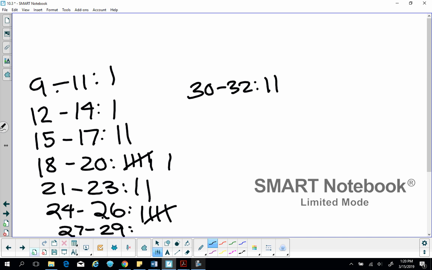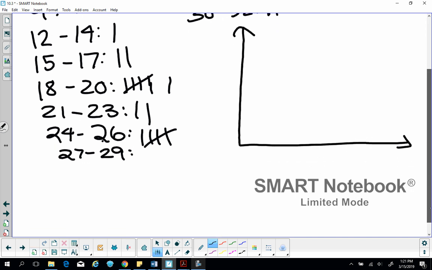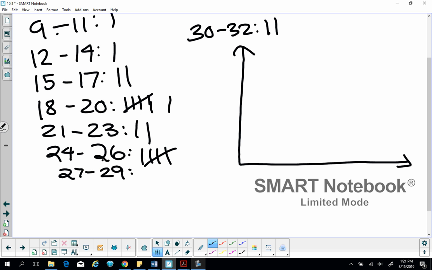So now what we're doing, do this on your purple paper. We're making a histogram. What histograms are, you're dividing it into intervals, just like we just did. So here's 9 to 11, 12 to 14, 15 to 17, 18 to 20, 21 to 23, 24 to 26. I have to squeeze them in, and then I'll put 30 to 32 here. 27 to 29.